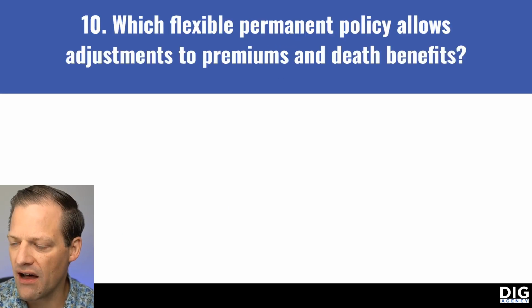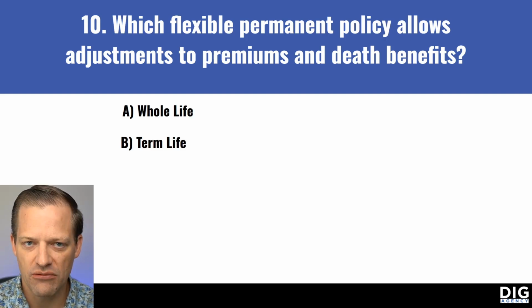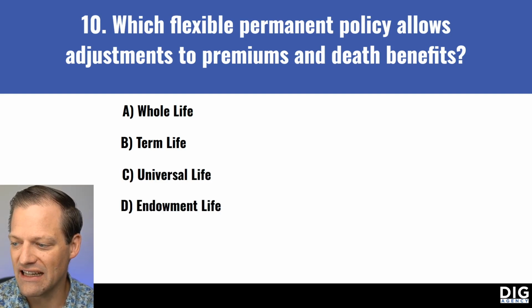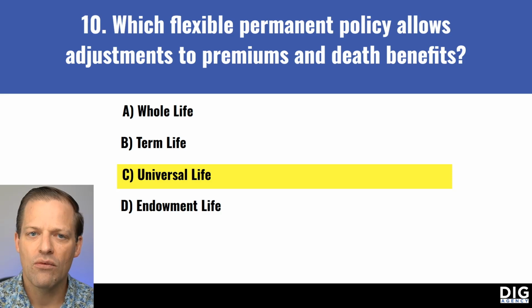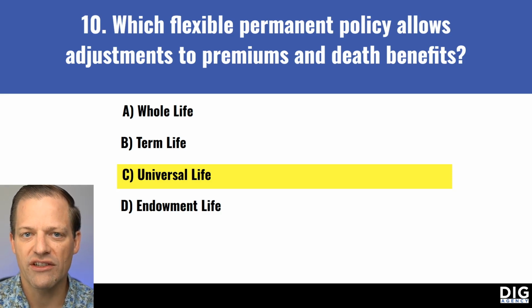Which flexible permanent policy allows adjustments to premiums and death benefits? Is it A, whole life insurance, B, term life insurance, C, universal life insurance, or D, endowment life? The answer is C, universal life insurance. So again, we can do a process of elimination here. We already know, going through these questions, that whole life lasts your whole life, right? And then the premiums are fixed.